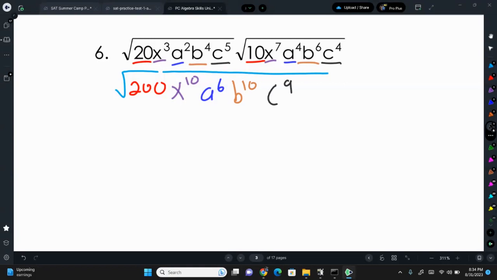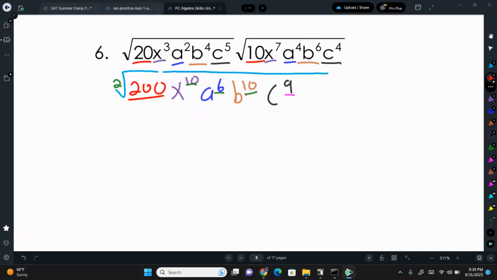So before we go any further, I'm just going to note that our index is 2. So we have an even index. And if we go and look at our variables and the exponents attached to those variables, we have 10, 6, and 10, which are all even numbers. So that means if I get an odd exponent after I bring them out of the square root, I need to have absolute value bars. This 9, don't need to worry about it.